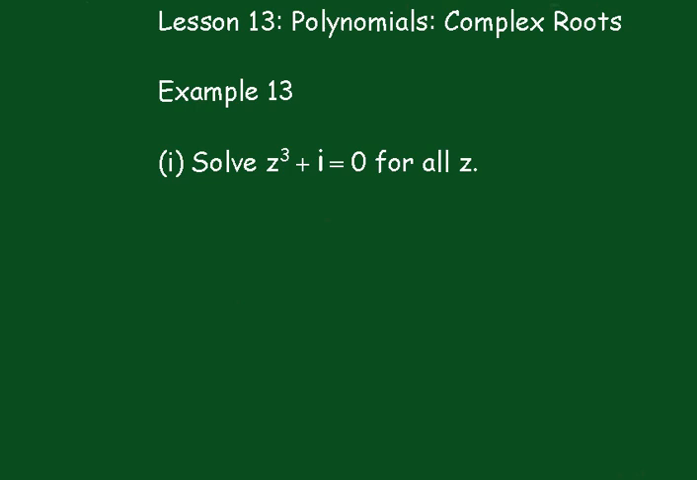Alright, next one we have to solve z cubed plus i equals 0 for all z. Now you can see straight away that you won't have any conjugate pairs in here because of the i. To kickstart this, we have to find a solution, and the way to do that is simply say, well, I can see that by putting in an i there, let's do that.